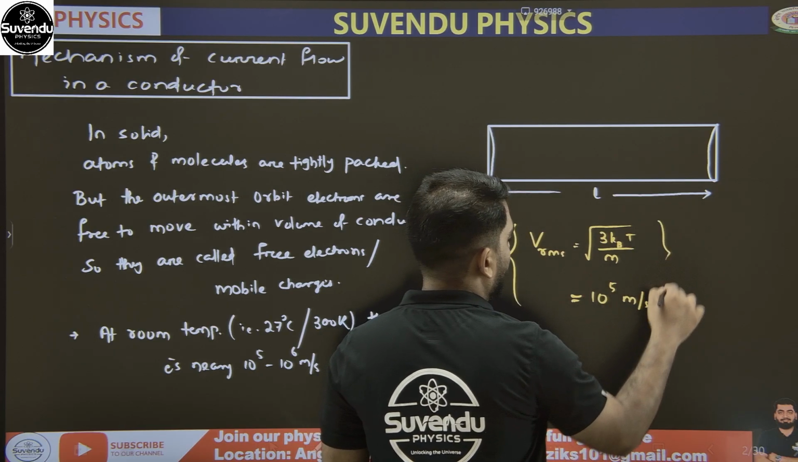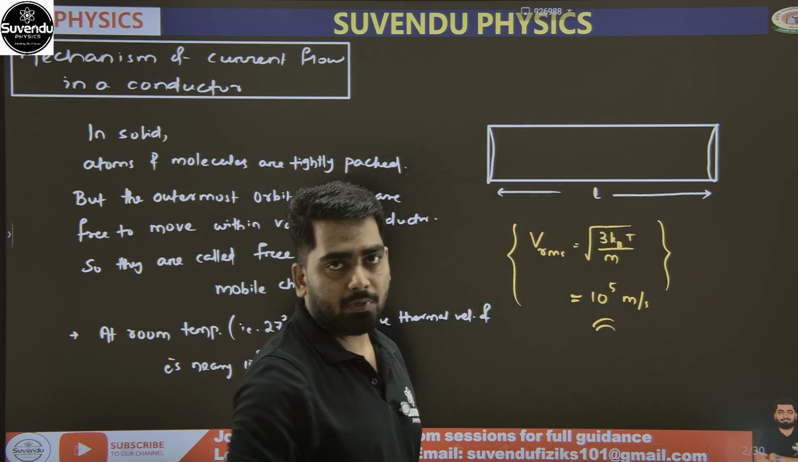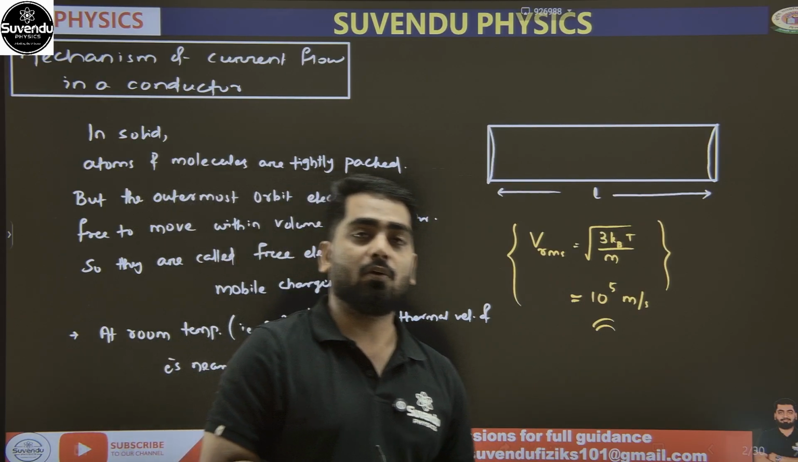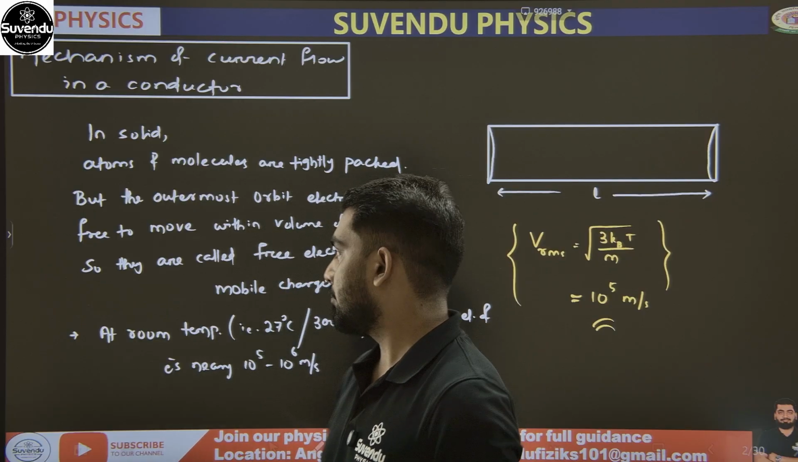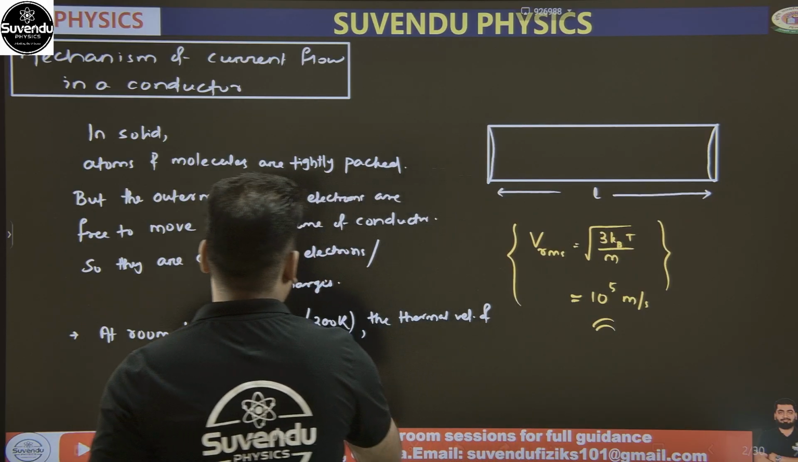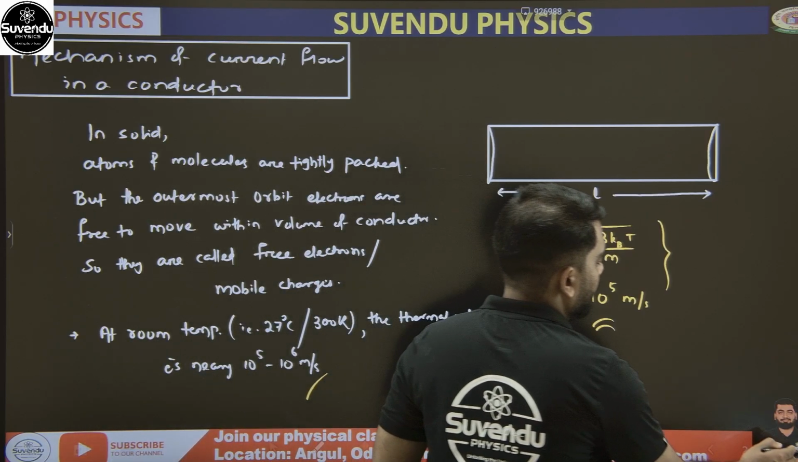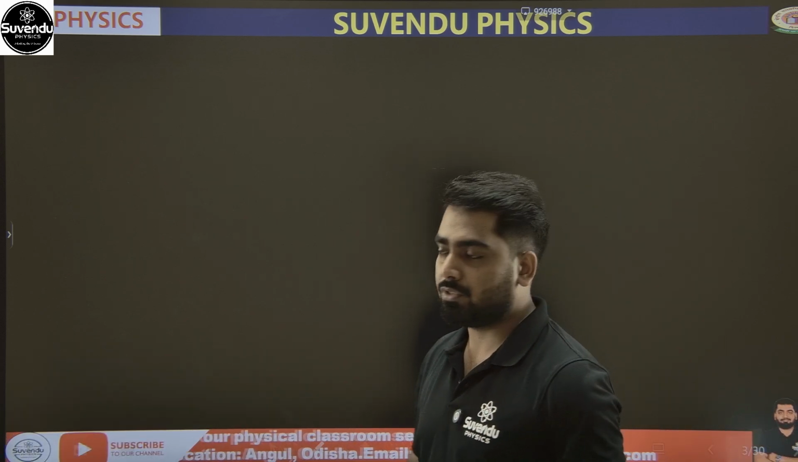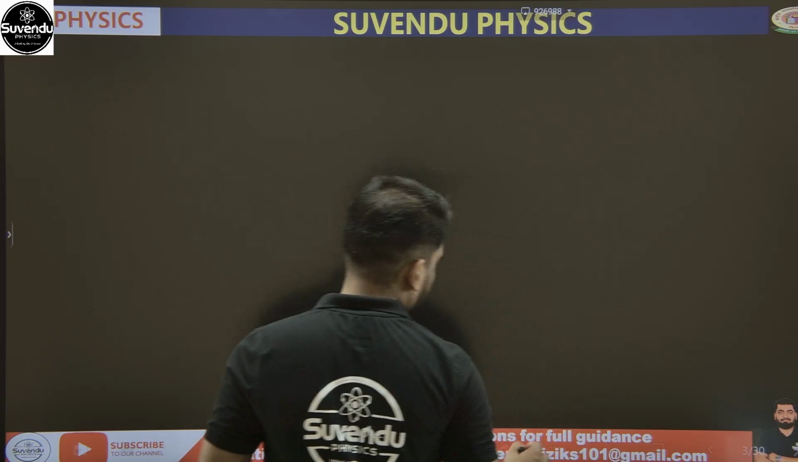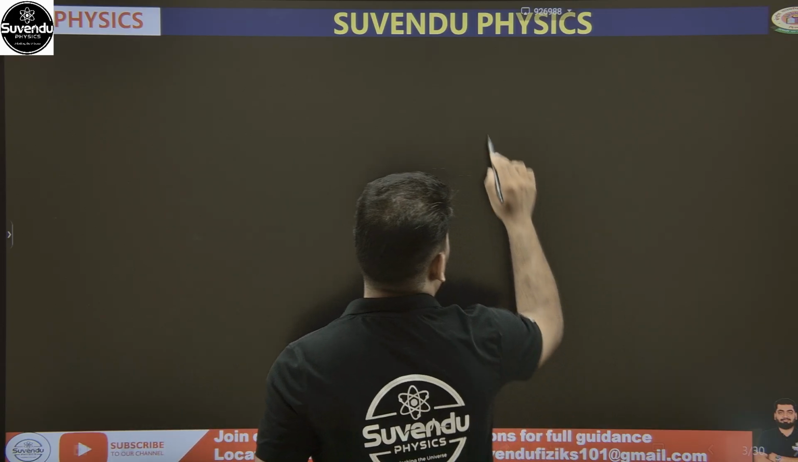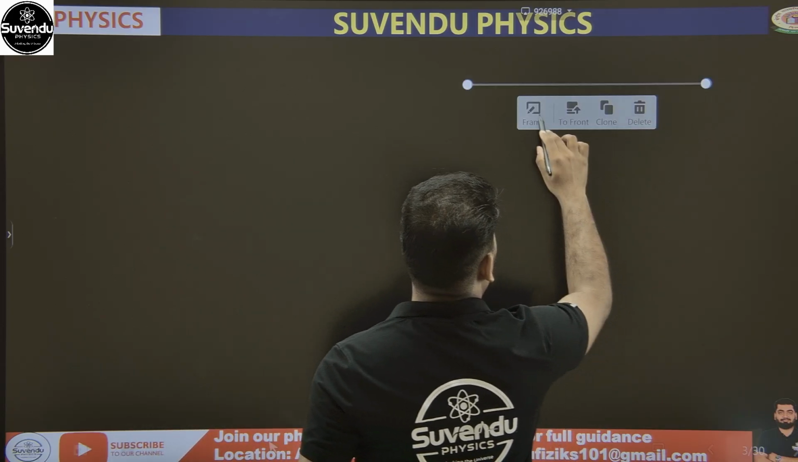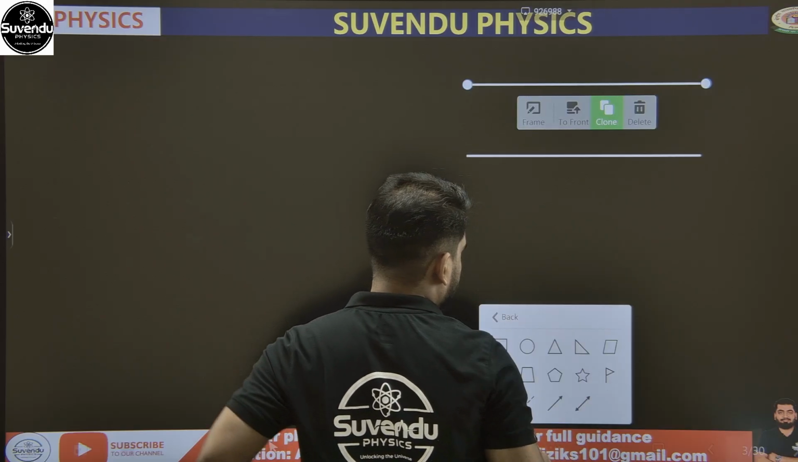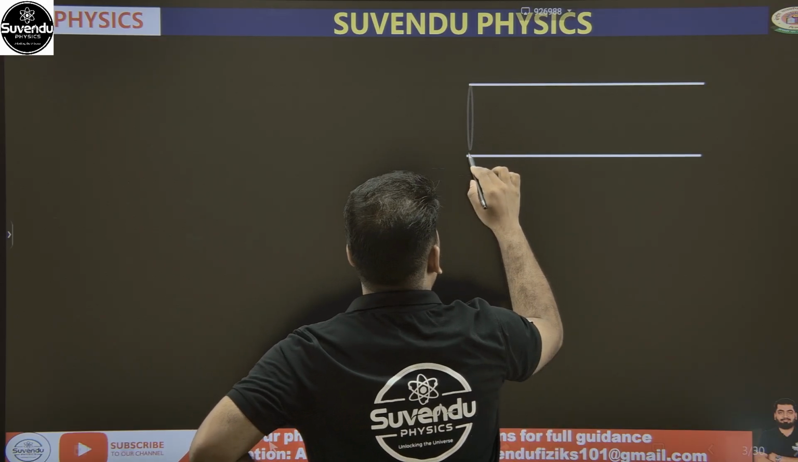So what is the order of thermal velocity of electron? You have to tell, it is 10 to the power 5 meter per second at room temperature. So remember one thing, now all the electrons are in motion actually. But why is the current value 0? That is our question. Now see, this is suppose your conductor, a current carrying conductor.